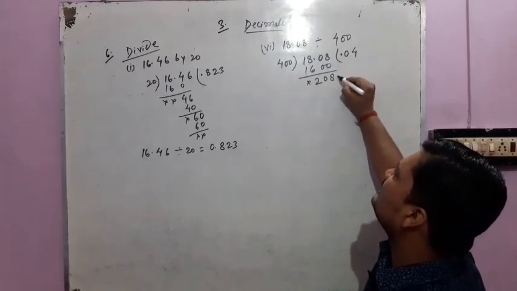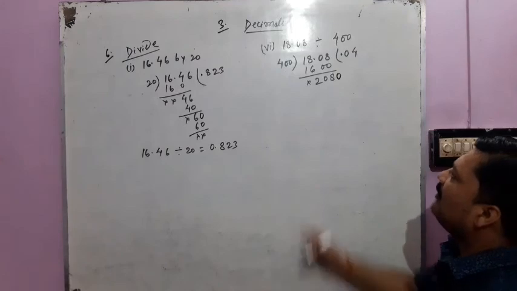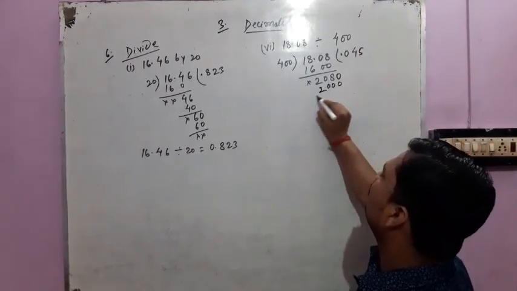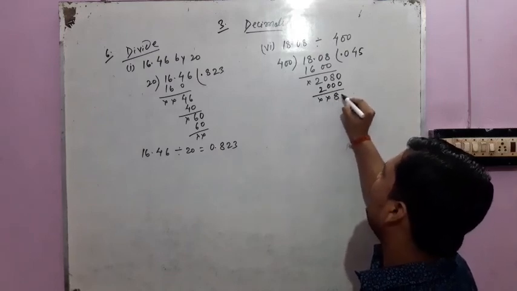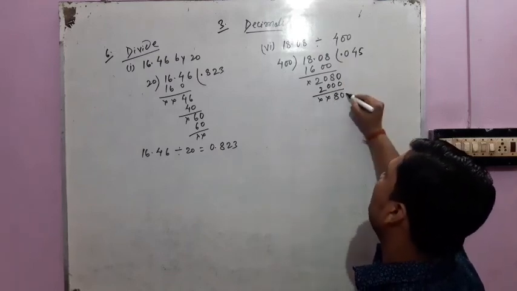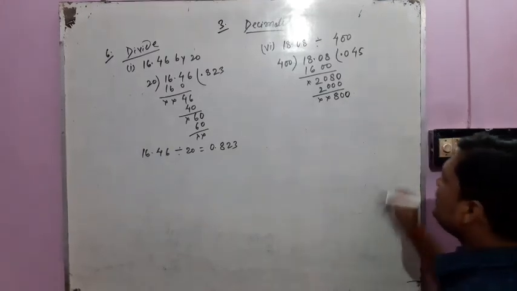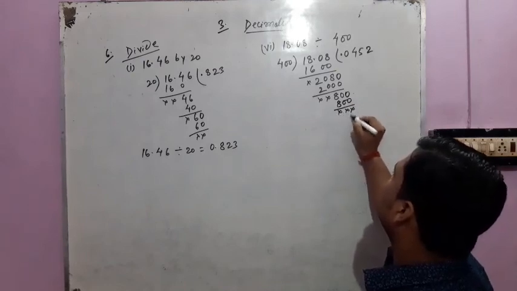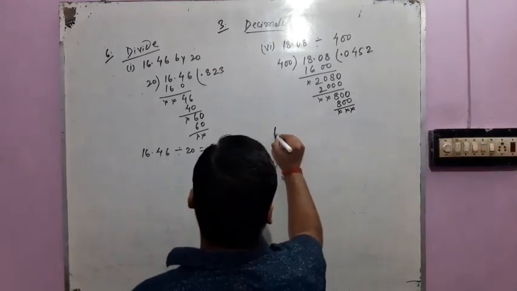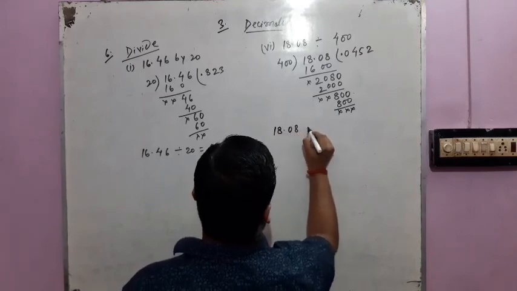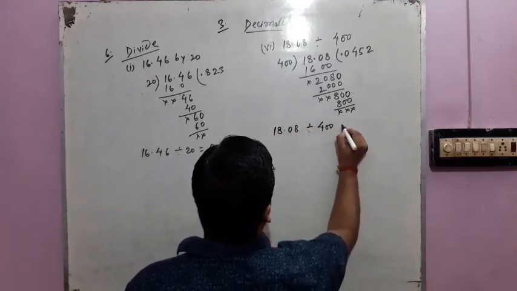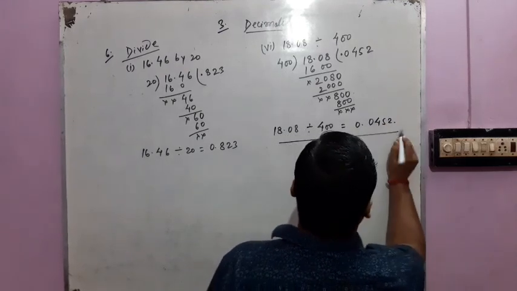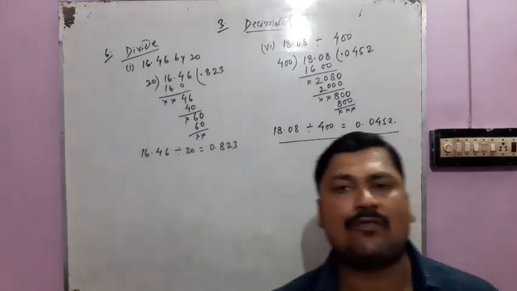No. So with the help of this decimal we have taken a 0 here. Now 400 fives are 2000. Now what remains here? 80. With the help of this decimal again we take a 0. Now 400 twos are 800. Okay students, so when 18.08 is divided by 400, the result will be 0.0452. In the same way, you have to solve the rest of the questions of question number 6.